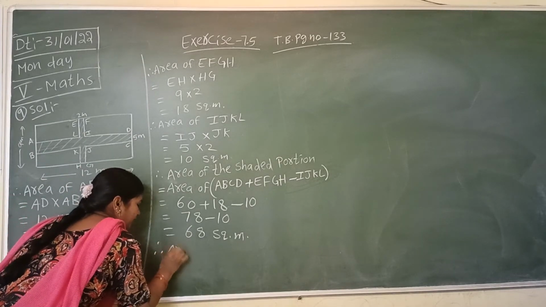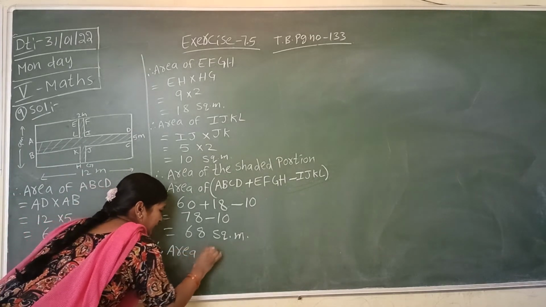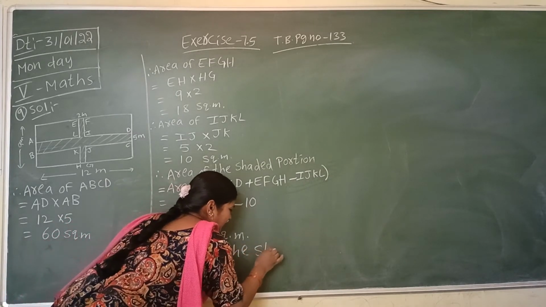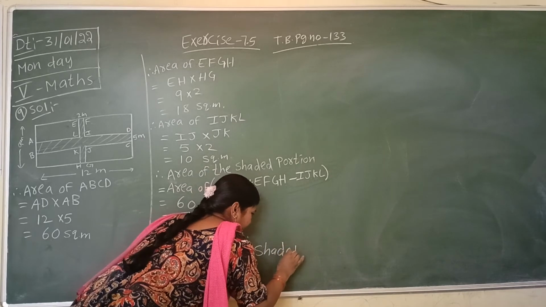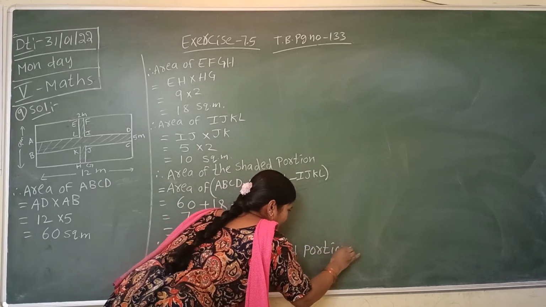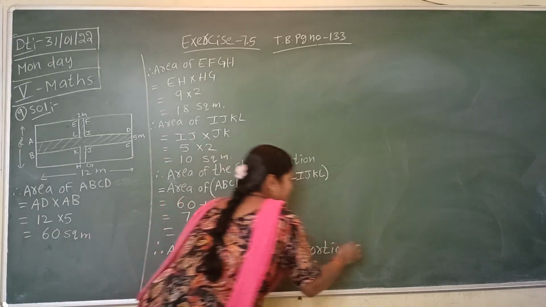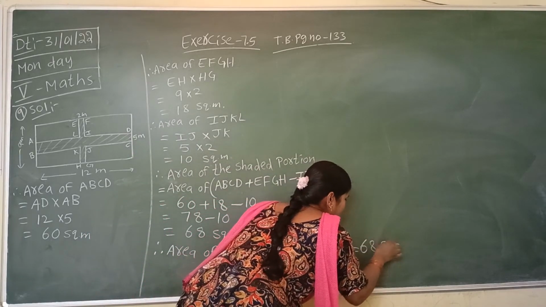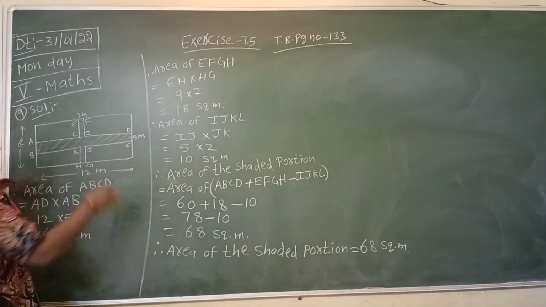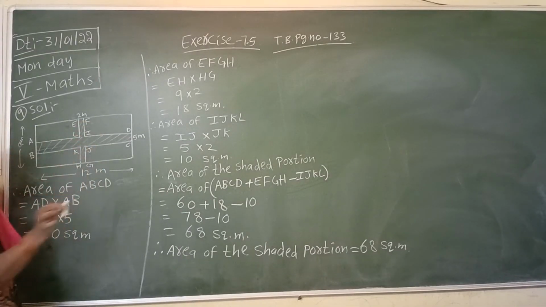Finally, then you have to write down: Therefore, area of the shaded portion equals 68 square meters. They are asking only for the shaded part, which means only this inside area has to be found.